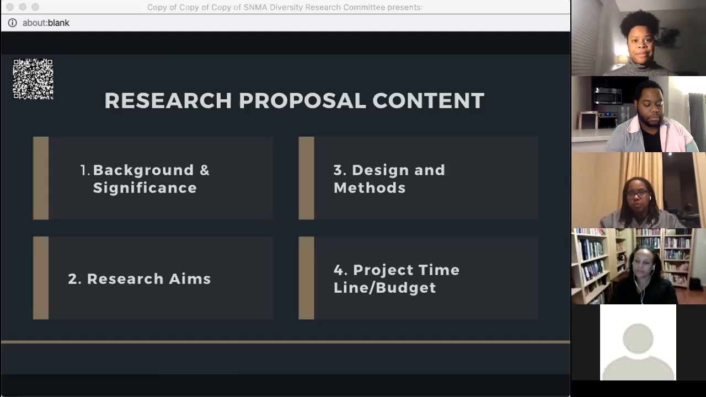Your research aims. So what are the objectives that your project is going to fill? Having those listed out very clearly means you can go back to them and say, hey, did I answer these research aims? Does this make sense of how I'm walking through my methods and my steps to get there?